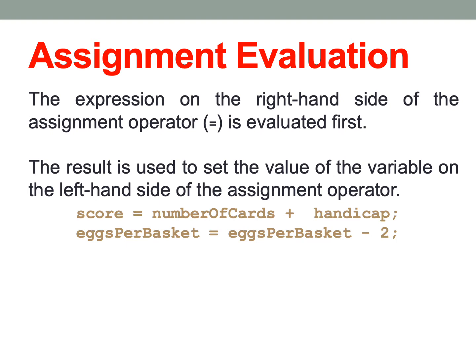Assignment evaluation. The expression on the right-hand side of the assignment operator equal is evaluated first. The result is used to set the value of the variable on the left-hand side of the assignment operator. As we have discussed in the class before, any calculation, for example, will be done at the right side. In simple words, normally in mathematics, we will do 1 plus 1 equal to 2. But in programming, we will do 2 is equal to 1 plus 1.